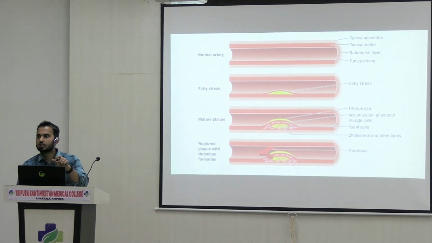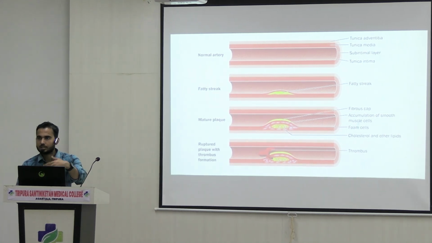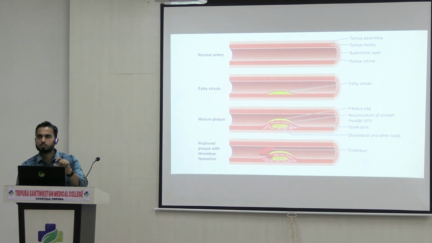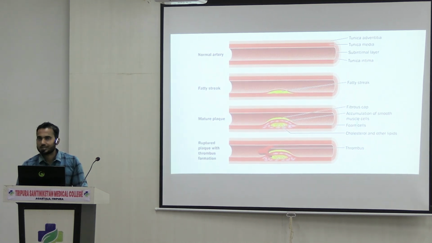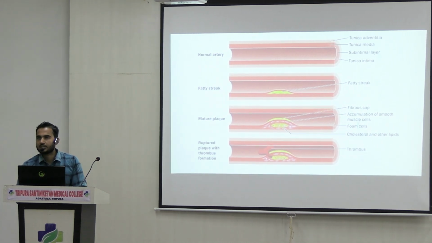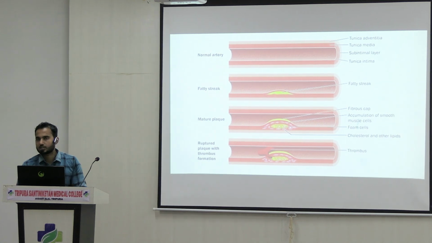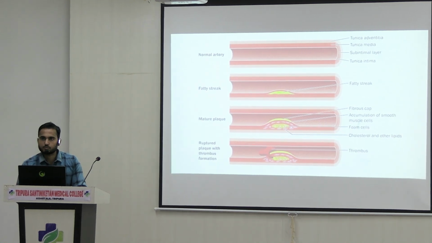When fatty streak is deposited in the wall of the blood vessel, those foam cells used to go and dissolve those fatty streaks. In that case, a foam-like appearance is seen under the microscope when the slide is prepared. That's why these are called foam cells.